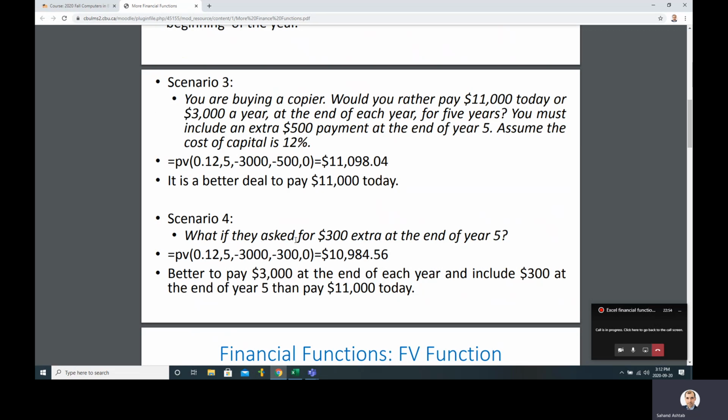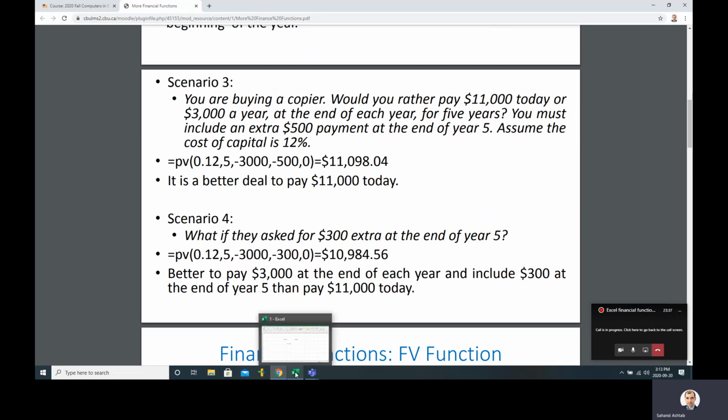I developed the 4th scenario to show you again how sensitive these models are to this information and why it is very important that you use these formulas rather than going with the rule of thumb. So scenario 4 is everything is like scenario 3, but they're not asking $500. They're only asking $300. It is 12%. It is 5 years. You're making each payment at the end of each year. The cost of capital is 12%. But instead of 500, they're asking 300 after you're done with your last payment. Now let's see what that looks like.